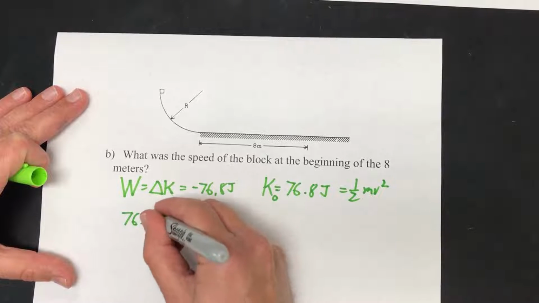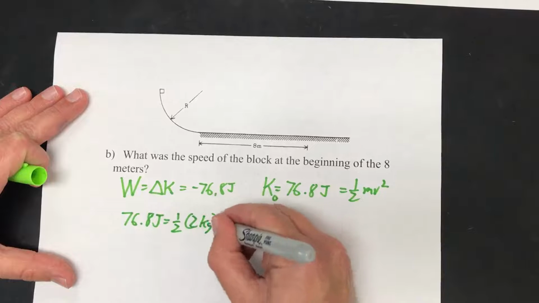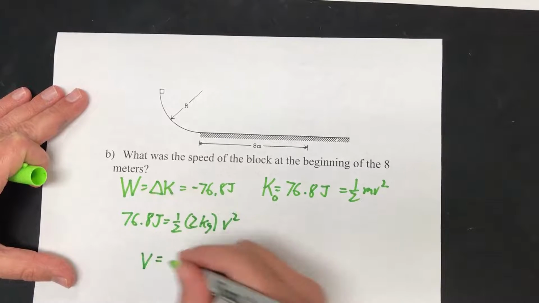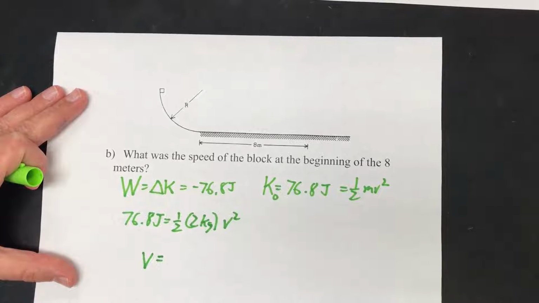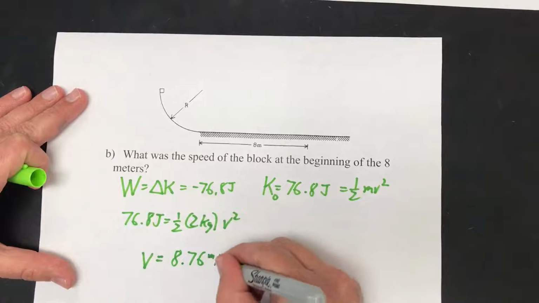So 76.8 joules is equal to 1/2. The mass is 2 kilograms. Solve for v. If you plug that into your calculator and work it all out, you should get about 8.76 meters per second.